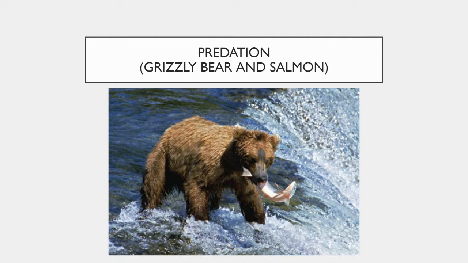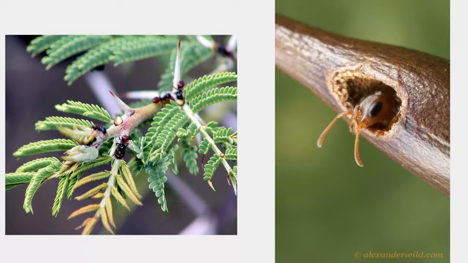That's predation between a grizzly bear and a salmon. What about here? This is something really neat. I saw this in Belize, but there are certain trees called acacia trees that have ants living on and in them. And these are the type of ants, they're like fire ants almost. They can bite you and cause a lot of pain.